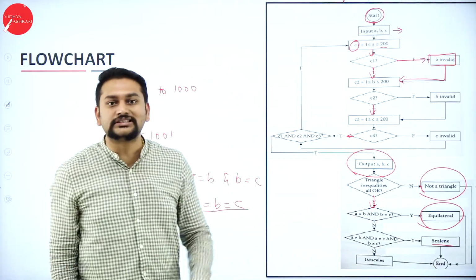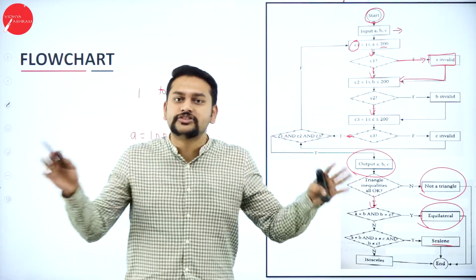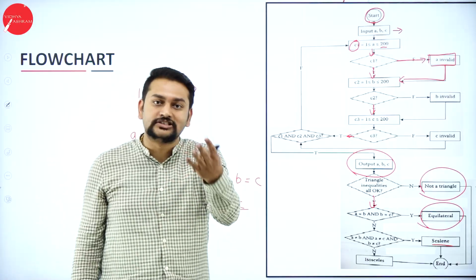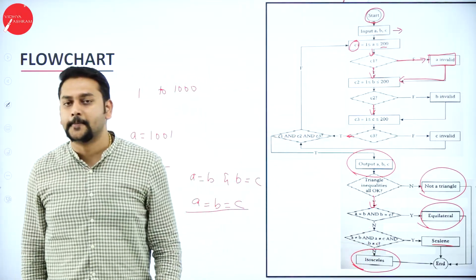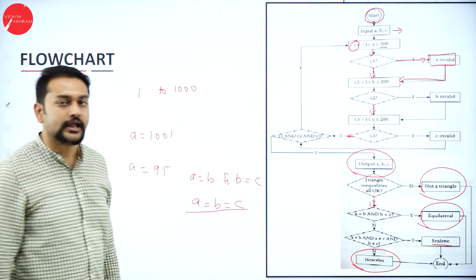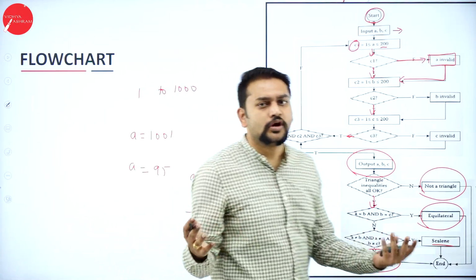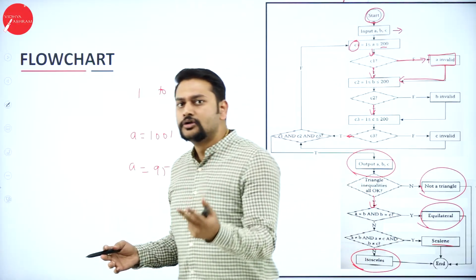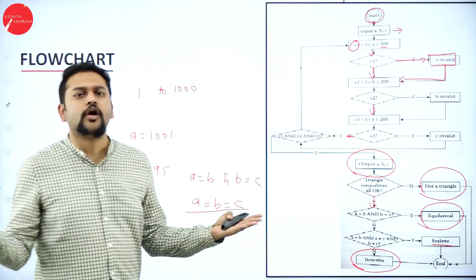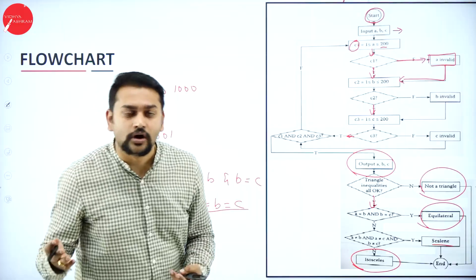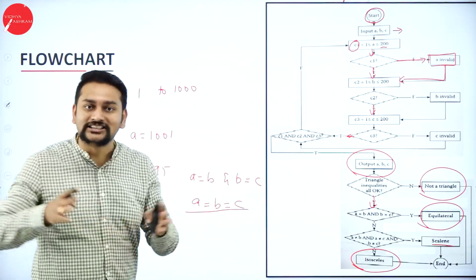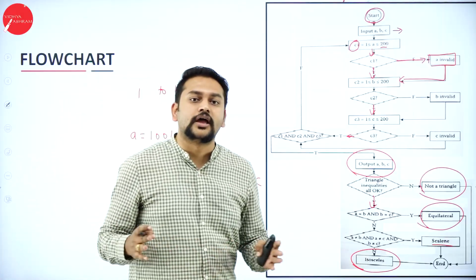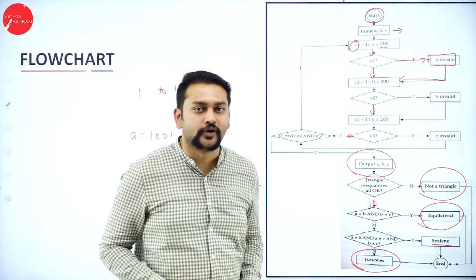If this is true, it is a scalene triangle. None of the sides are equal. Suppose that is not the case, then obviously it is an isosceles triangle. Isosceles in the sense what? Two sides should be equal. Scalene in the sense what? All the sides are not equal. Equilateral in the sense what? All the sides are equal. So this is how you will be classifying the triangles. That's what you need to understand.